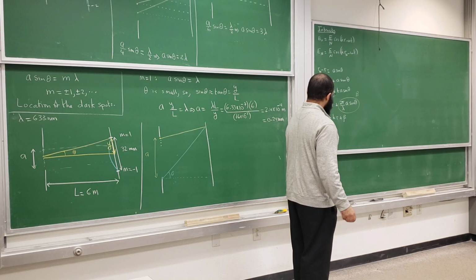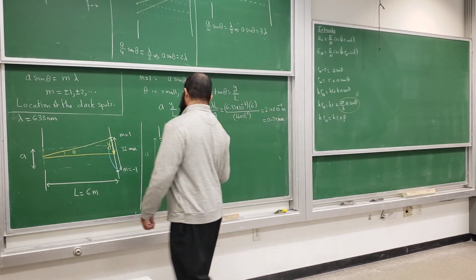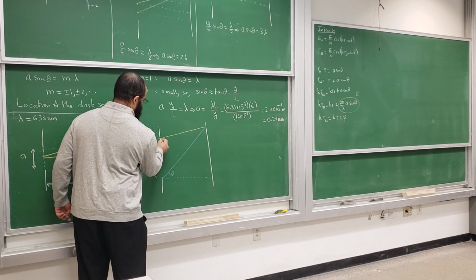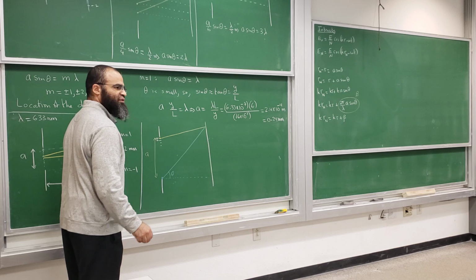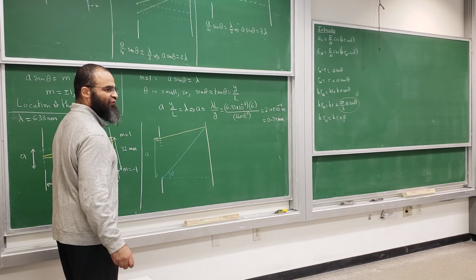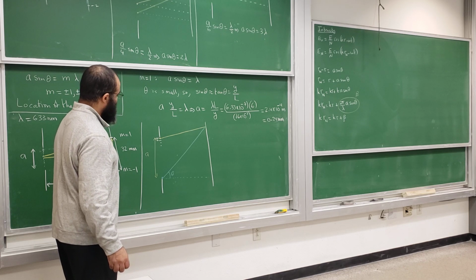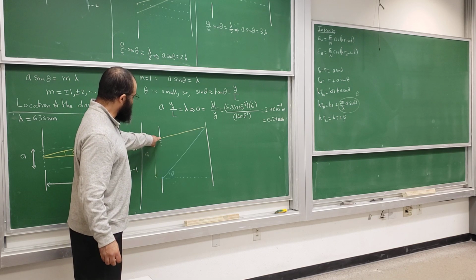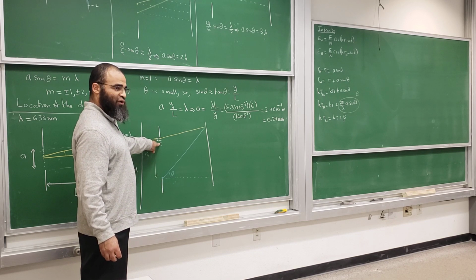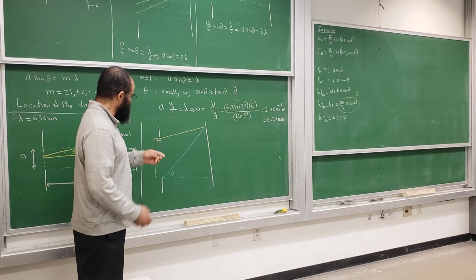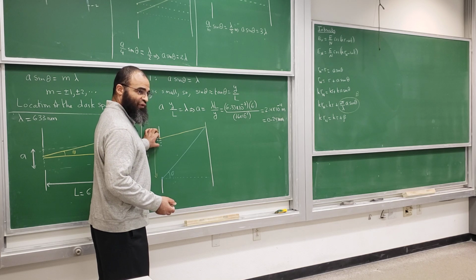For the nth one. Now let me ask you the following. What's this distance from the 0th one to the first one? What's the distance between them, if I divide the slit into n parts? A over n. Good. How about between the 0th one and the second one? It would be A over n times 2, so 2A over n. Yes? Because each distance is A over n. So 2A over n, 3A over n, and so on.